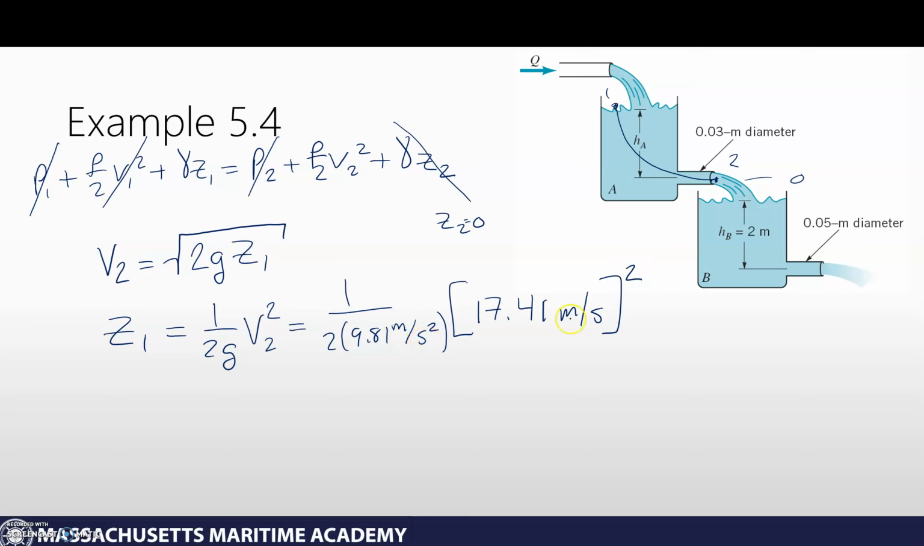Meters per second squared, meters squared per second squared, that's going to leave us with meters, which is a unit of height, which is what I'm expecting. So if I bash those numbers out, I get 15.4 meters. So that first tank has to be 15.4 meters deep to keep the system running the way it is.